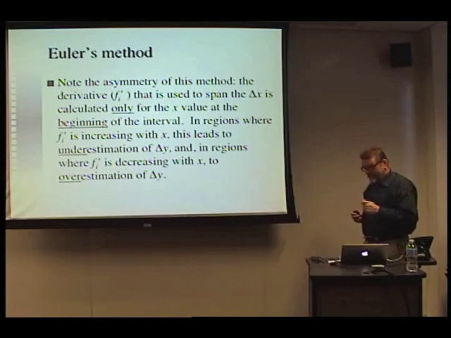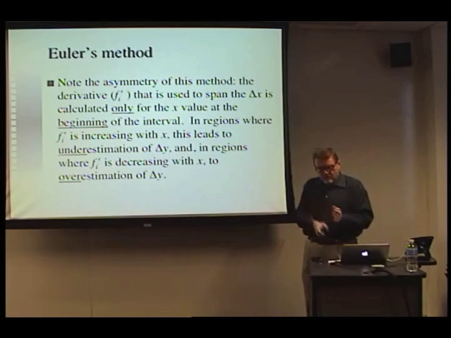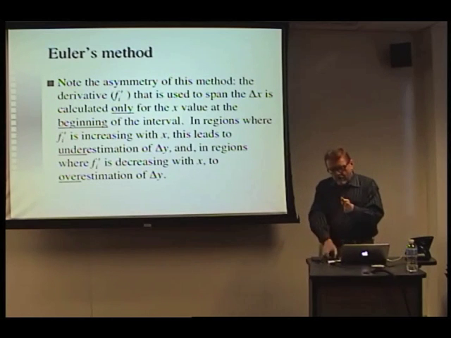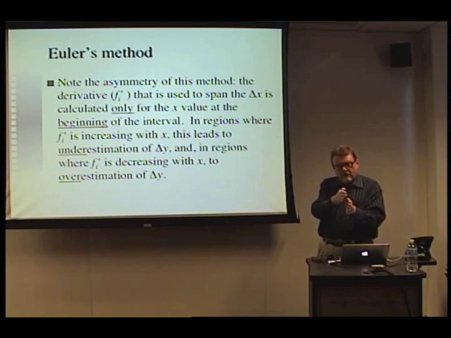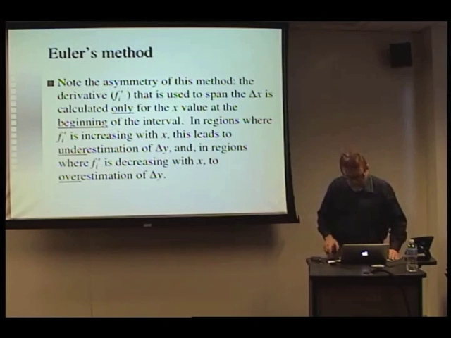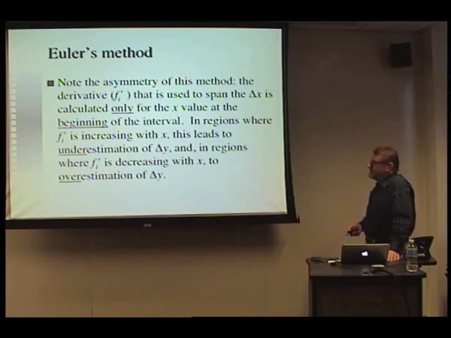Right? And if the derivative is changing, so as we're going from where we are to the next point where this separation is delta x, if the derivative is changing, then we're going to be making a mistake. We're not going to be estimating accurately the amount by which that variable is changing. So we're going to illustrate that by a couple of examples here.